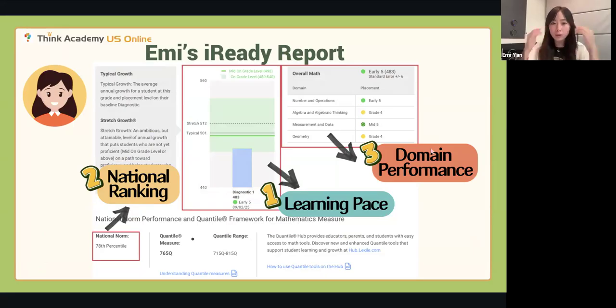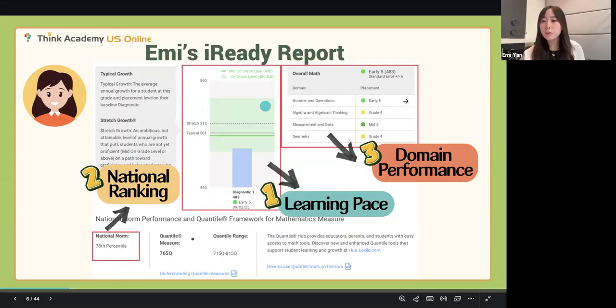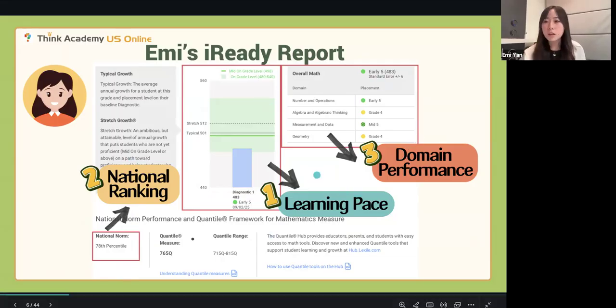And as you can see here, when you receive this iReady report, it's gonna have a lot of things going on here. But we only need to focus on three things. The first thing is the learning pace right there in the middle. And I also got the national ranking at the bottom left corner and the domain performance at the top right corner. So this time we're gonna look at each one of them.